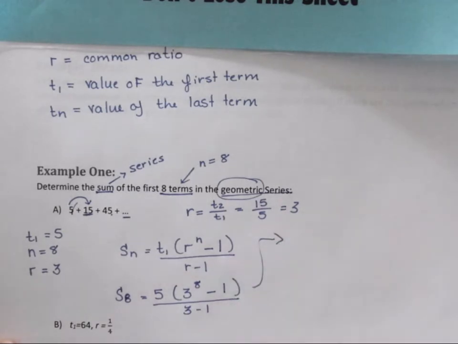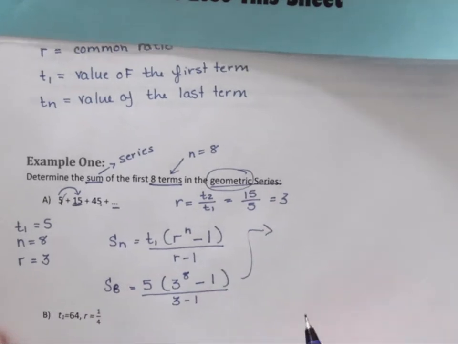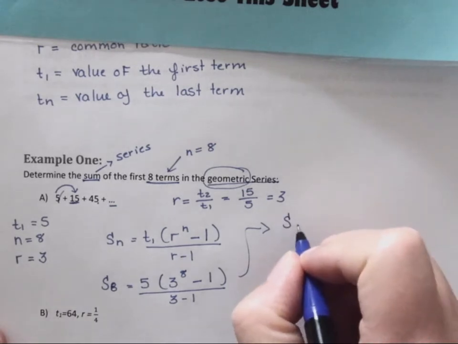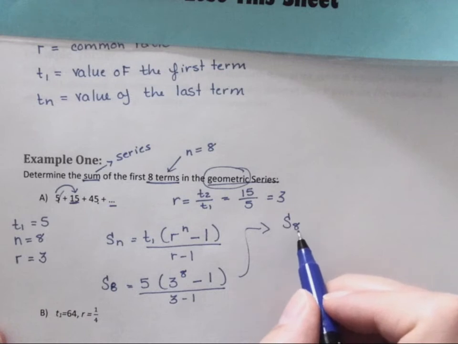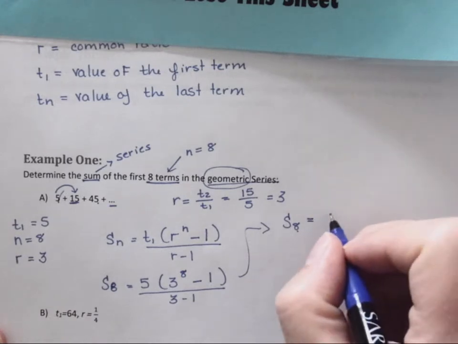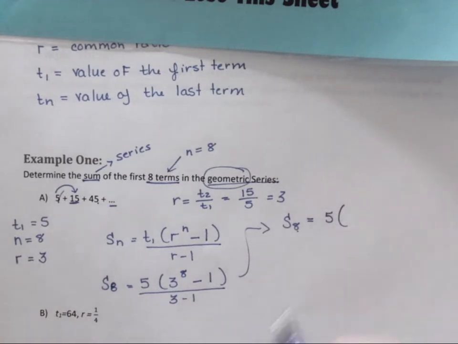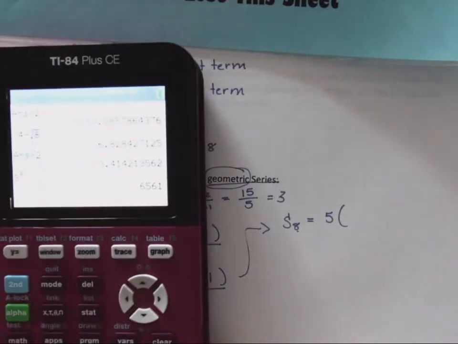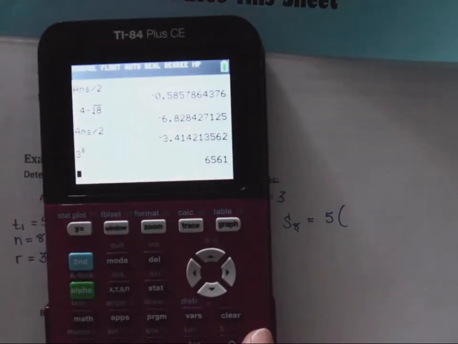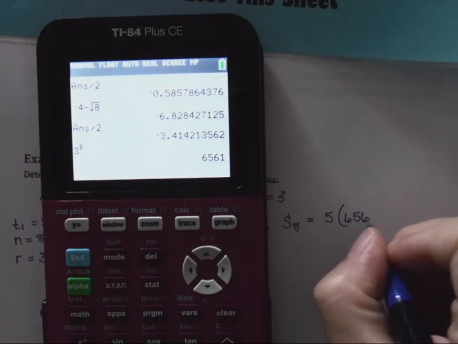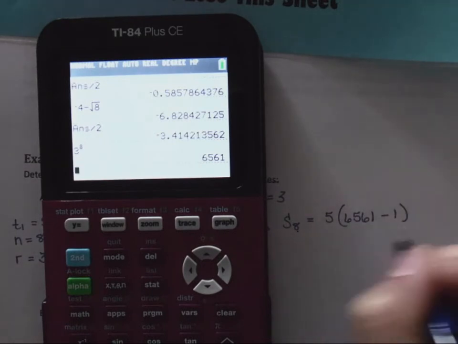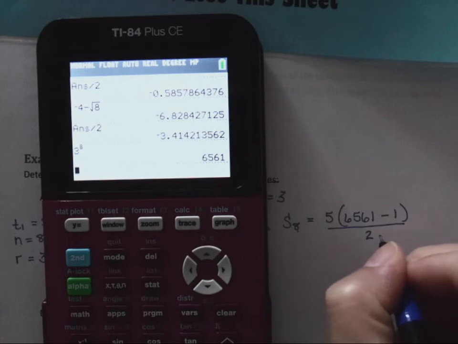So I'm going to keep moving on over here. I just put the 8 in here because that reminds me that I'm summing the first 8 terms. So I have 5 times 3 to the exponent 8. I'm sure you're all shouting the answer at me. 3 to the exponent 8 is 6,561. Subtract 1, divided by 2.